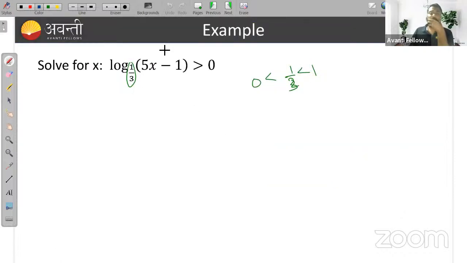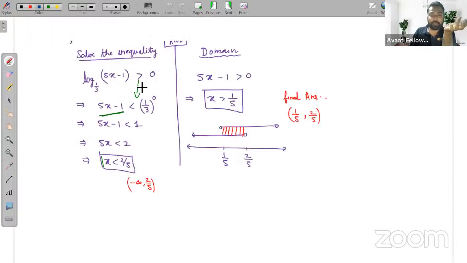Look at what is happening here. Here the base is lying between 0 and 1, then the sign of the inequality will change, greater than becomes less than. So 5x minus 1 less than this, and by solving this we are getting x is less than 2 by 5, that is minus infinity to 2 by 5. What will the domain be? 5x minus 1 is greater than 0, that means the argument of the logarithm must be greater than 0. In the argument we have 5x minus 1, so 5x minus 1 greater than 0, and by solving this we are getting x is greater than 1 by 5, so here we are getting 1 by 5 to infinity, and another one is minus infinity to 2 by 5.